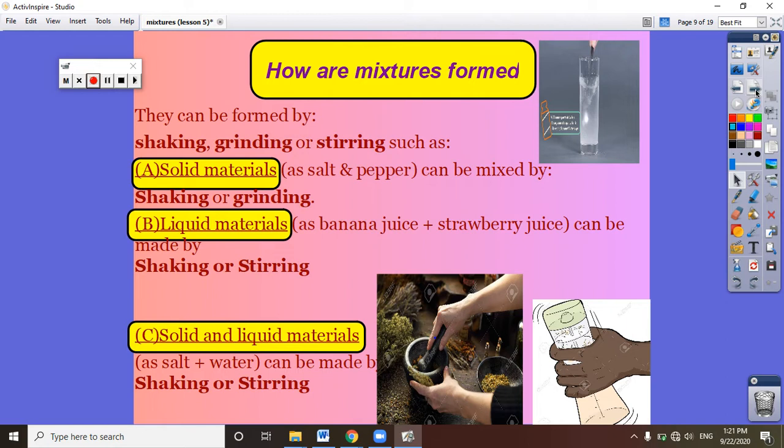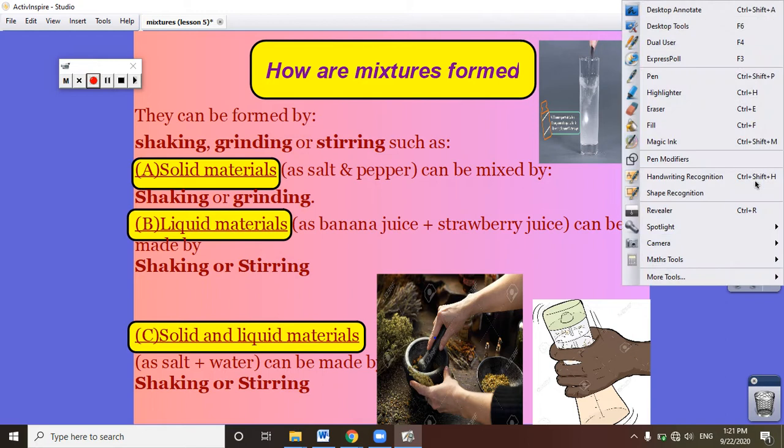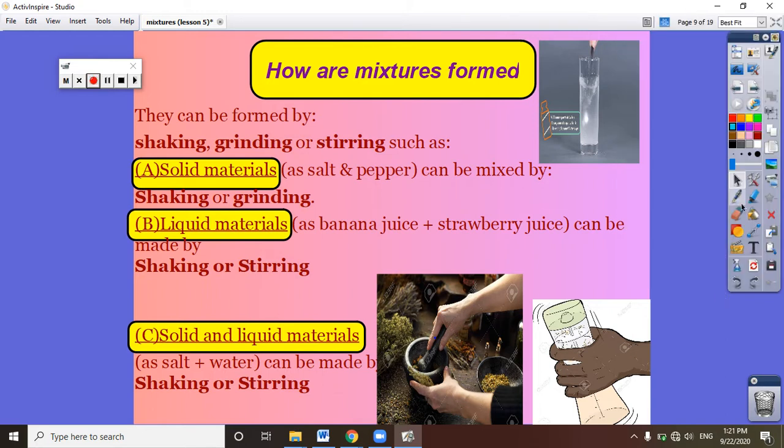Today we will learn how a mixture can be formed, or how to make a mixture. How can we make a mixture? We have three methods, or three ways, to make a mixture: shaking, grinding, and stirring. Shaking is here, okay? You shake something. Grinding is like this picture, and stirring is like this picture. We are stirring here with a spoon, okay?